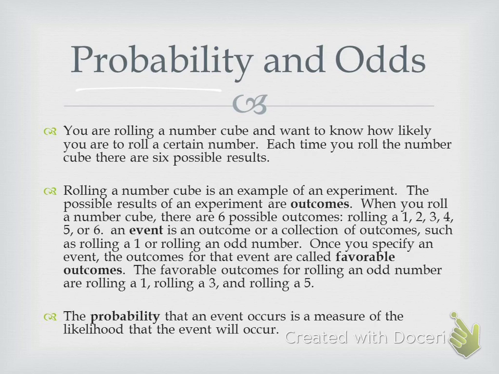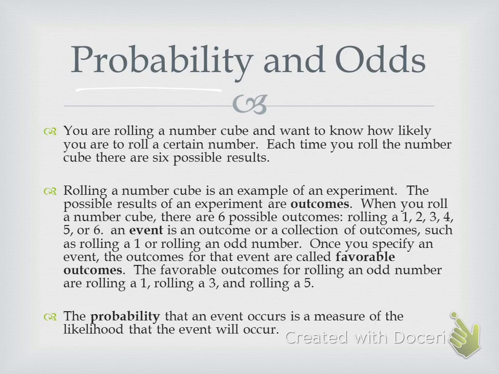So the results of an experiment, say you have a number cube in your hand and you're rolling it. Whatever number you rolled, that's an outcome, okay? An event is an outcome or a collection of outcomes, like rolling a 1 or an odd number. A favorable outcome is when you get the outcome that you were looking for. So if you're looking to roll an odd number and you do, then that's a favorable outcome. And overall, probability means the likelihood that an event is going to occur.